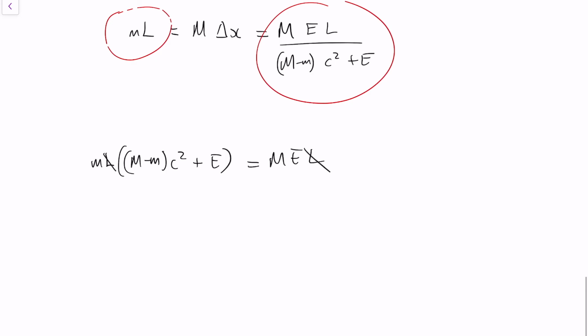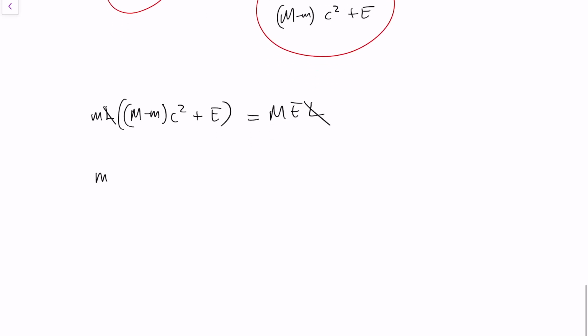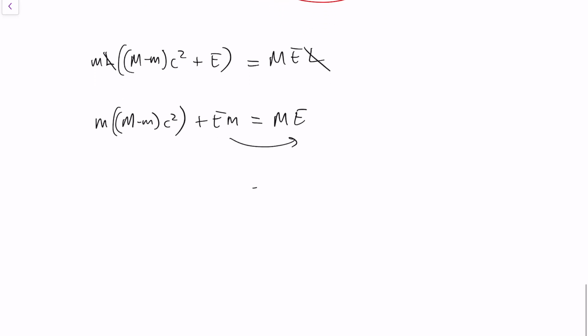Now let's get rid of L. We have m into (M minus m) c squared plus Em is equal to ME. Now let's take this on the other side. That will give us EM minus m, so that's equal to (M minus m) c squared, right? So let's get rid of that, and we have the well-known famous formula now, mc squared is equal to E, right?